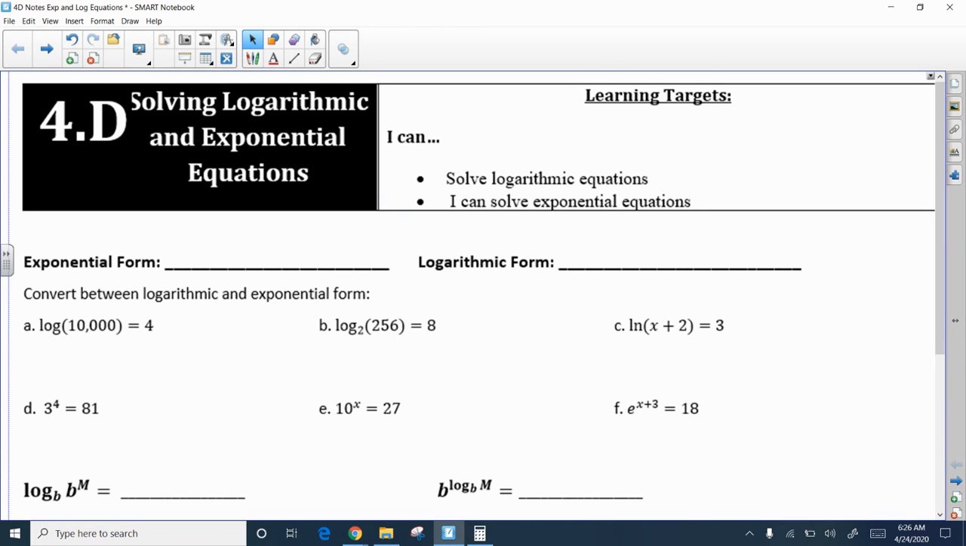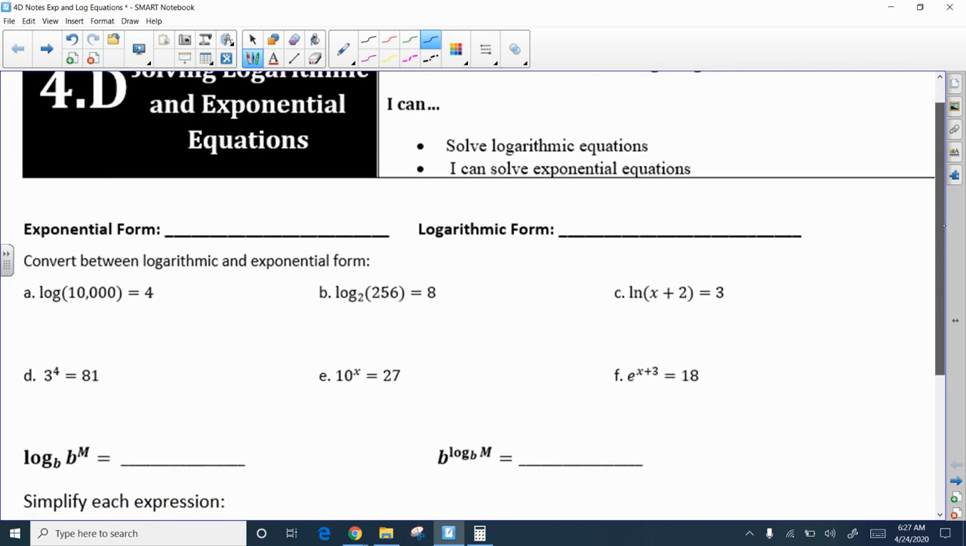Now, over the past couple sections in 4B and 4C, we've been doing all kinds of things with logarithms. The reason we need to know how to do those things is to solve exponential and logarithmic equations. So this brings those things together. We have to use both of the things from 4B and 4C to be able to solve equations that have either logarithms or exponential expressions in them. All right, let's get started.